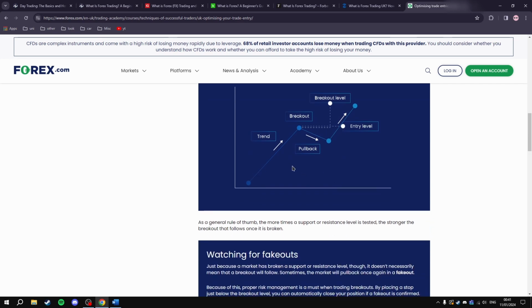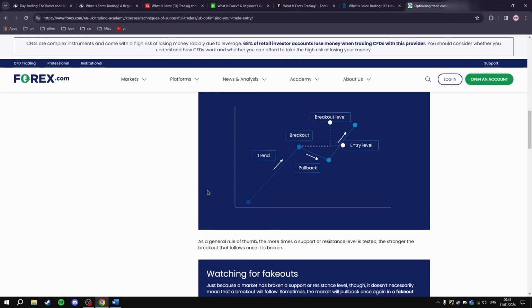As a general rule of thumb, the more times the support or resistance level is tested, the stronger the breakout that follows once it is broken.